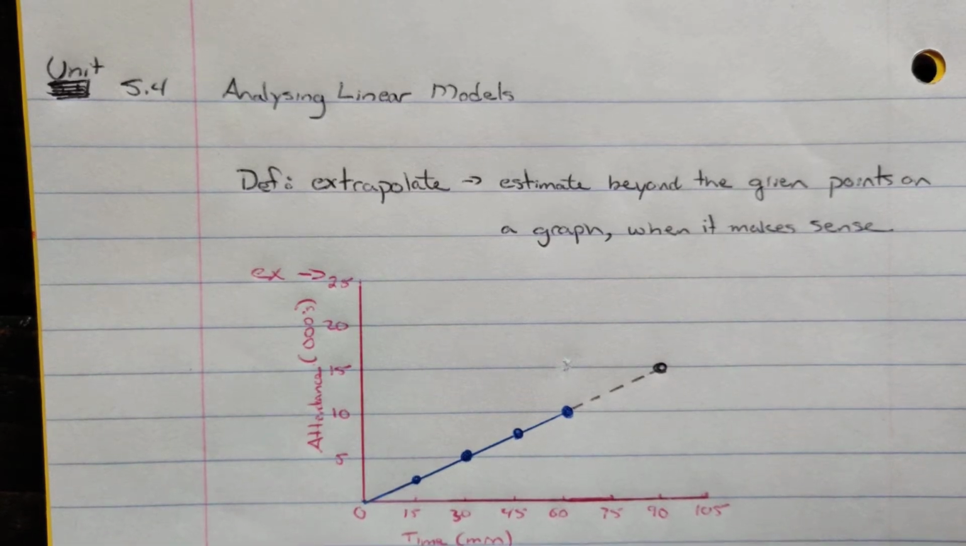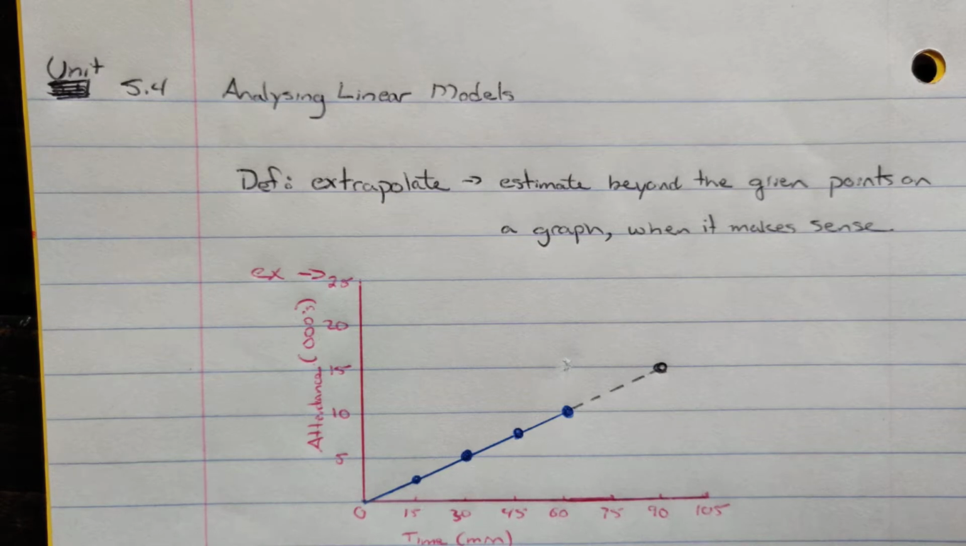In this section, we're going to take a look at analyzing linear models. So a couple definitions we're going to work with. One, extrapolate. When we extrapolate, that means we're estimating beyond the given points of a graph when it makes sense to do that.